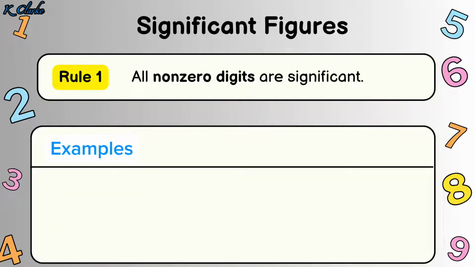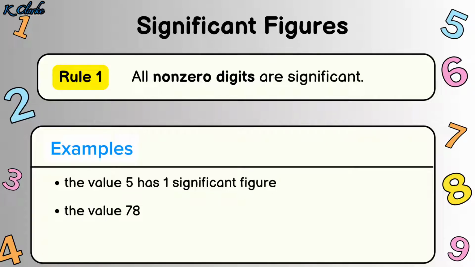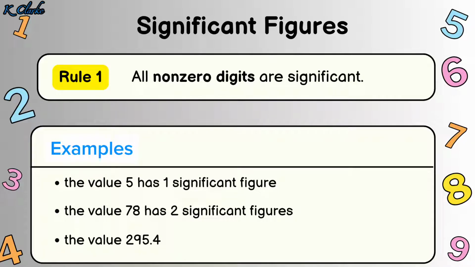Examples: the value 5, which is one digit, has one significant figure. Another example: the value 78 has two significant figures, 7 and 8. The value 295.4 has 4 significant figures.